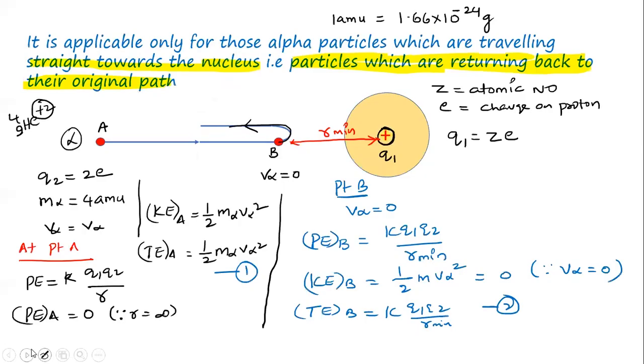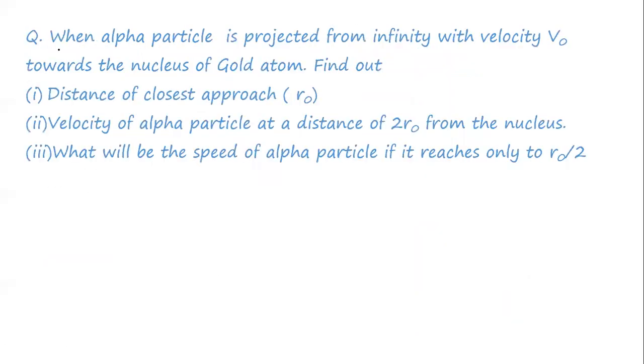Next, based on that formula, try to solve this question. When an alpha particle is projected from infinity with velocity v naught towards the nucleus of a gold atom, find the distance of closest approach, that is R minimum, and the velocity of the alpha particle at a distance of 2 R naught from the nucleus, and what will be the speed. Try to solve this one. If you don't get it, I will explain in the next video.